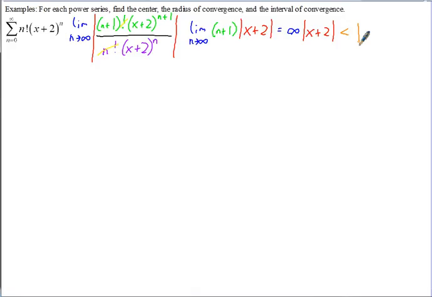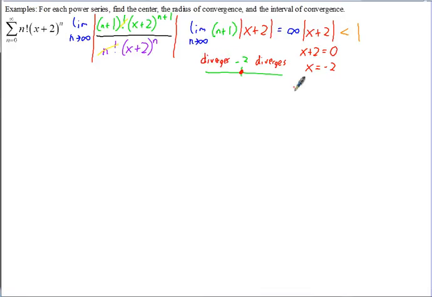Well, it can't be, unless the only thing that would make this less than 1 is if this absolute value of x plus 2 equals 0. Because infinity times 0 is still 0, so that would make it less than 1. And the only thing that's going to make that 0 is if x equals negative 2. Anything else it won't. So this is a case where our center here would be negative 2. It converges there, but nowhere else. Anything else, it's not going to be less than 1, so it diverges everywhere else. So this is just where it converges at one single point.